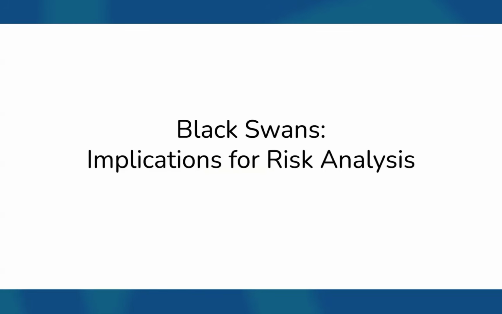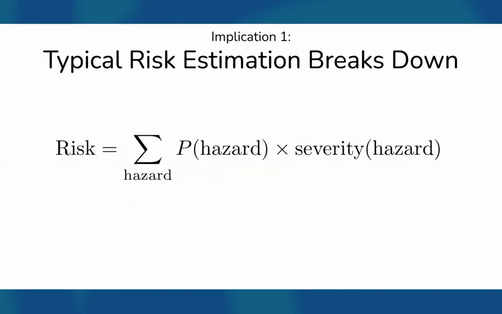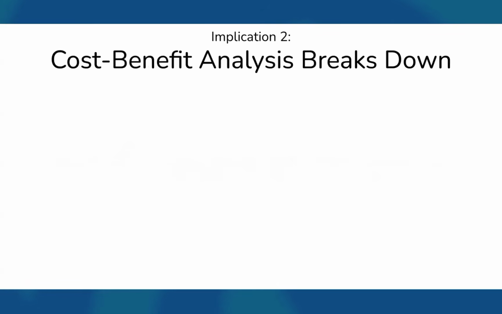So some implications of black swans for risk analysis are as follows. One implication is that typical risk estimation breaks down. We discussed how with tail events, it's fairly difficult to estimate their probability, and it's fairly difficult to estimate their severity. Whereas with other sorts of events, we can often get more robust estimates. It's not necessarily the case here.